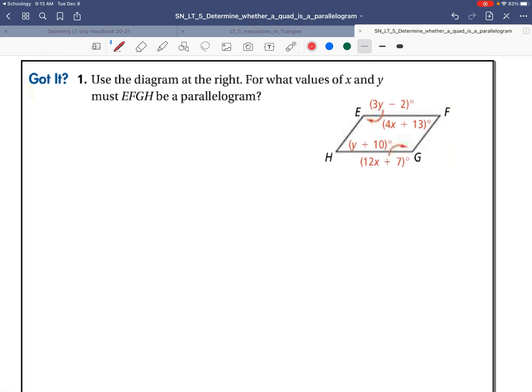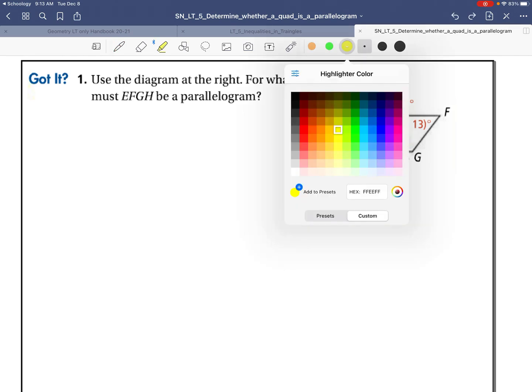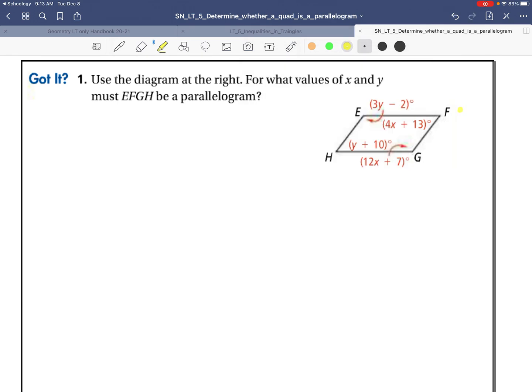Let's look at this problem. For what values of x and y make this a parallelogram? Well, we'll know that opposite angles will be congruent, and we know that consecutive angles will be supplementary. If I set opposite angles equal to each other, you'll see that we'll get a system of equations, which we could do, or what we could do is do same side interior here, consecutive ones supplementary.